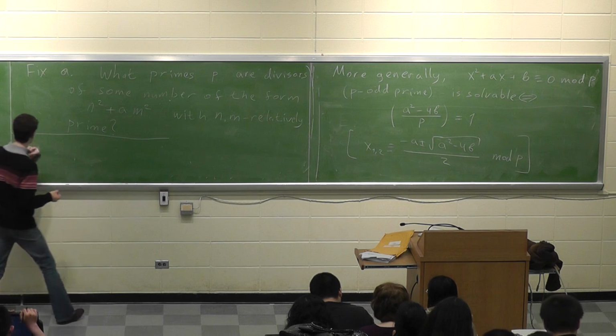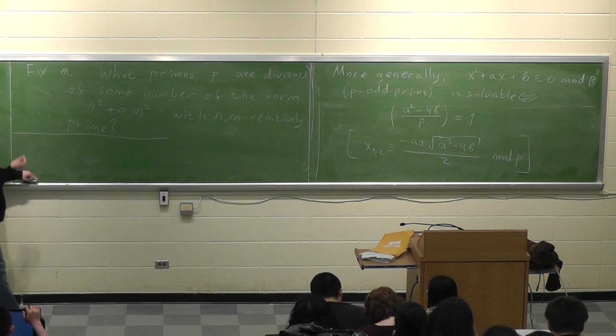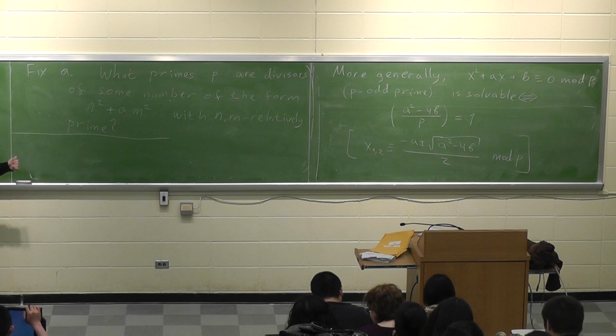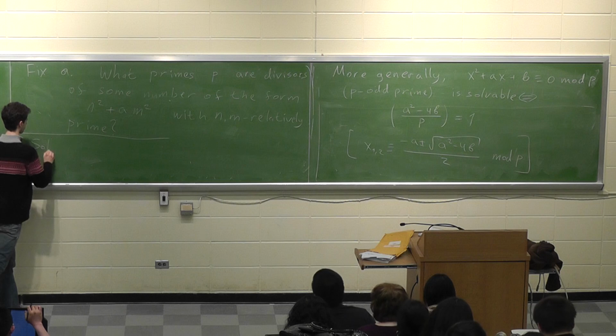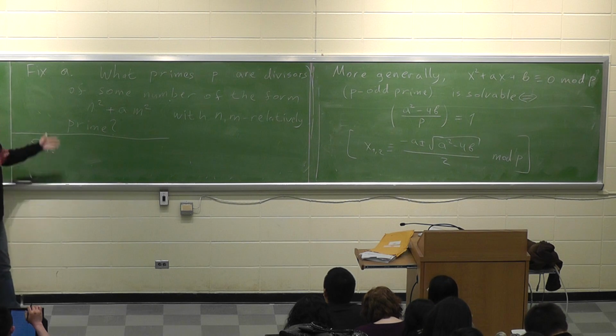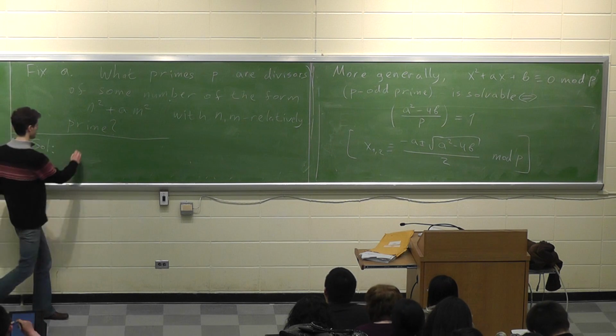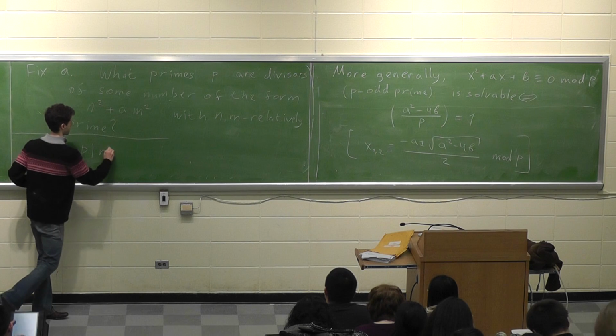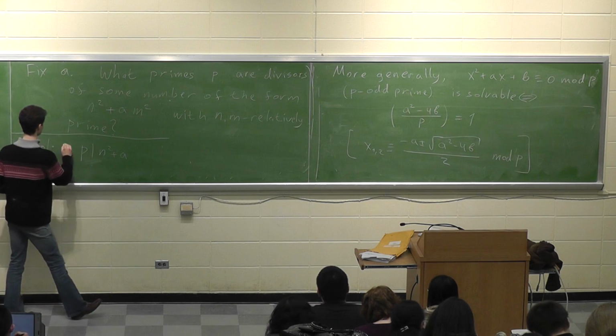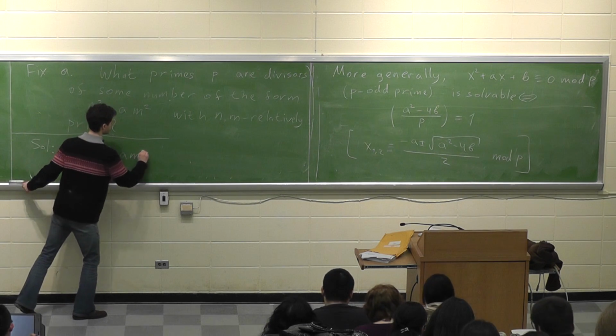Let's first figure out the answer here, and then we'll see examples. So, solution. Suppose that p is a divisor. So if p is a divisor.